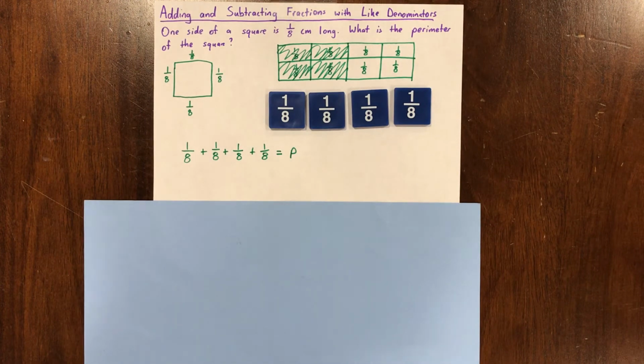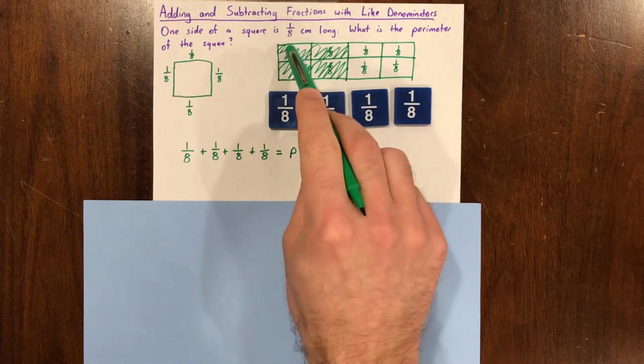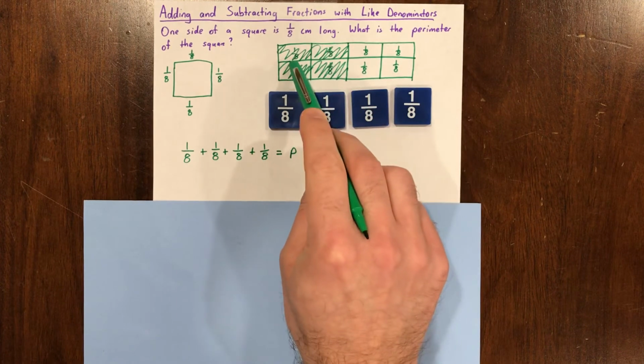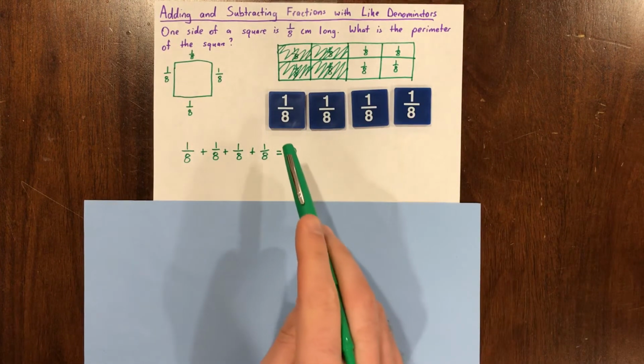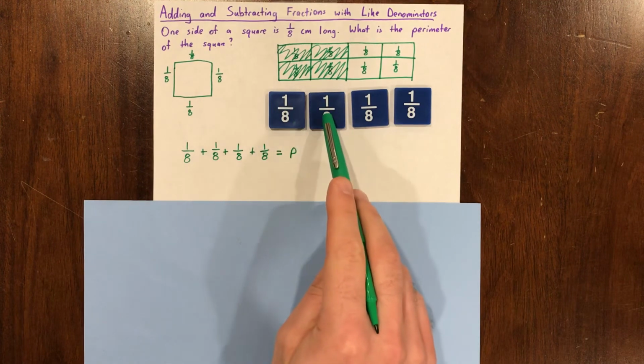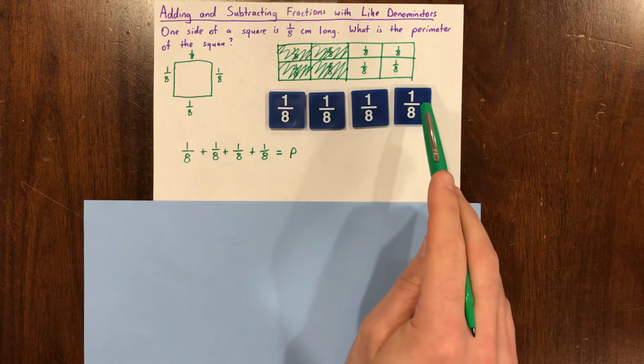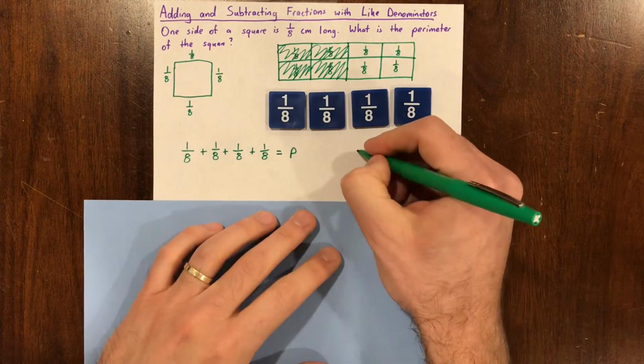Okay, how would I solve now? Say it out loud. Yeah, we're just going to count up how many eighths we have. Count with me. 1/8, 2/8, 3/8, 4/8. Same thing with the fraction tiles. Count with me again. 1/8, 2/8, 3/8, 4/8.